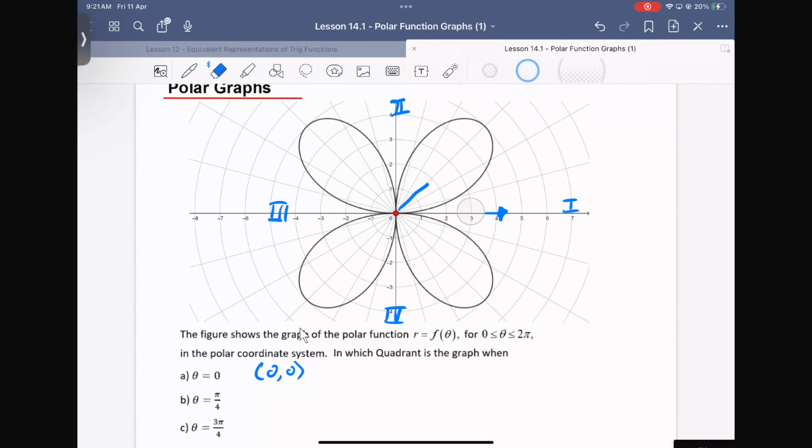So let me just take this off. Pi over 4 is in this direction. Could be this point. Does it have to be? Discuss with the person next to you. Does it have to be at this point? Where else could it be? Could be at the origin. Where else could it be?